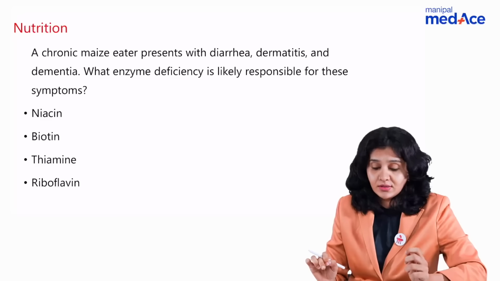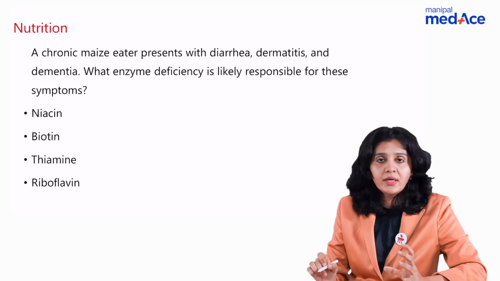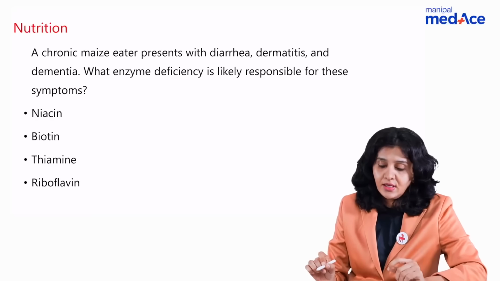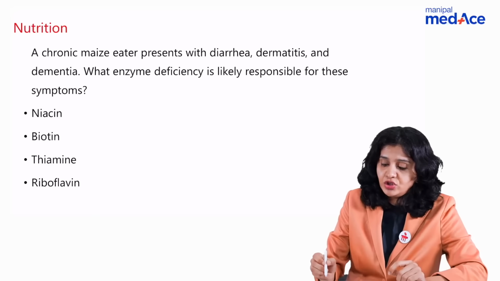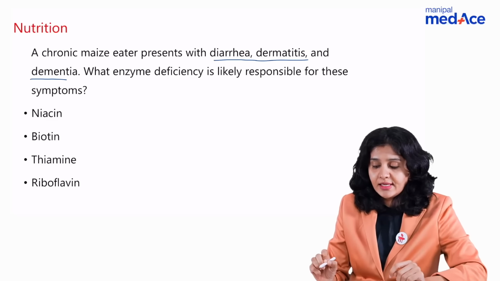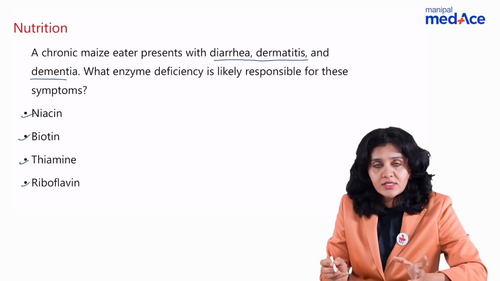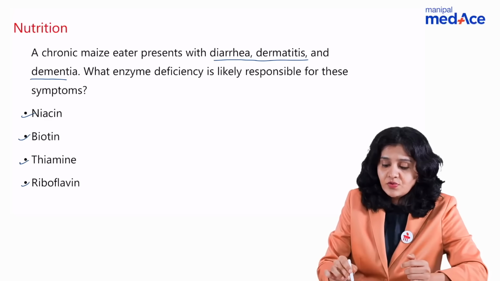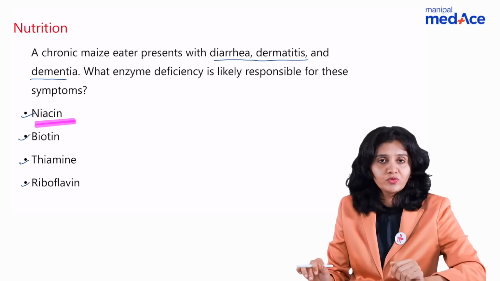Again, this is from nutrition. Again, this is given a lot of importance, this particular topic, and it is a repeat. Okay, a chronic maize eater presents with diarrhea, dermatitis, and dementia. Right, 3 classical features, 3 Ds, that is diarrhea, dermatitis, and dementia. What enzyme deficiency is likely responsible for these symptoms? Riboflavin, thiamine, biotin, and niacin. Okay, I don't have to discuss this because it's a repeat. So the correct answer for this is niacin deficiency, right? I hope you have marked this correctly.